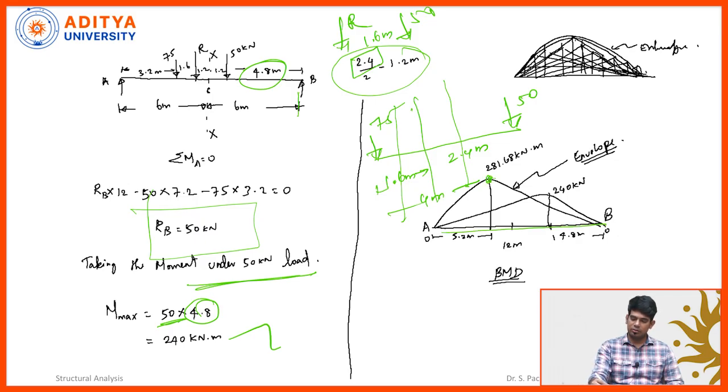Okay, so we can see the bending moment diagram also. This is the absolute value, and this is the bending moment value under the 75, this is the bending moment value under the 50, and then the bending moment value under the 75 kilonewton. We have the bending moment diagram.